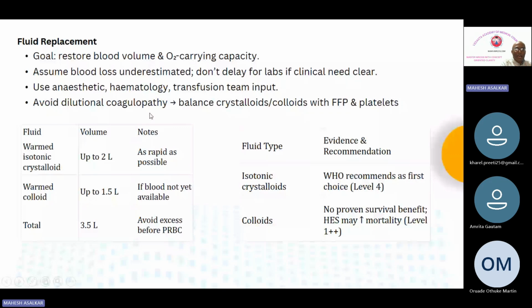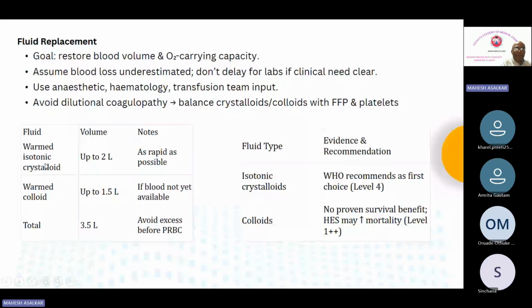So warm isotonic saline up to 2 liters you need to give as early as possible. Then after that you can give warm colloid up to 1.5 liters if blood is not yet available. So if the blood is not available, then you will give additional 1.5 liters, and the total 3.5 liters, what we have seen in the previous slide. So you start with 2 liters of warm isotonic crystalloid. If the blood becomes available, you will go directly for the blood, but if the blood is not available, then you will go for warm colloid.